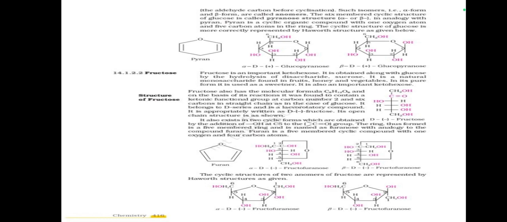It also exists in two cyclic forms, which are obtained by the addition of OH at C5 to the C=O group. The ring thus formed is a five-membered ring and is named as furanose, in analogy to the compound furan. Furan is a five-membered cyclic compound with one oxygen and four carbon atoms.